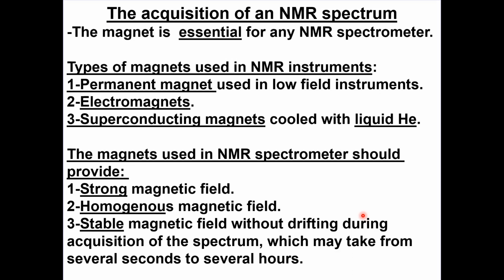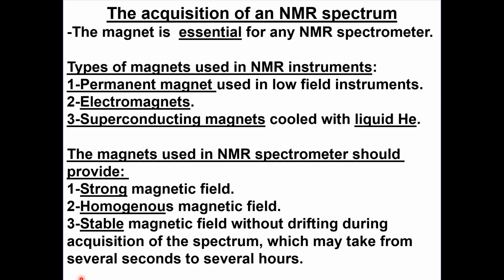Acquisition of NMR spectrum. The magnet, as we said before, is a very essential component of an NMR spectrometer, because in the absence of a magnetic field you cannot observe NMR signals. There are several types of magnets: permanent magnets, used in very old machines or low field NMR, and electromagnets. But in recent machines we usually use superconducting magnets, which provide very high magnetic field strength and are cooled with liquid helium.